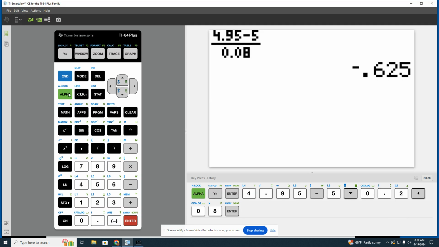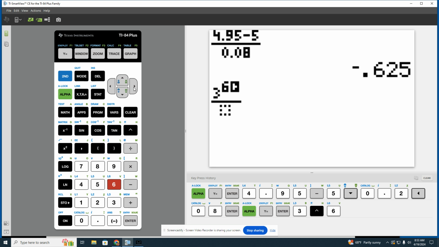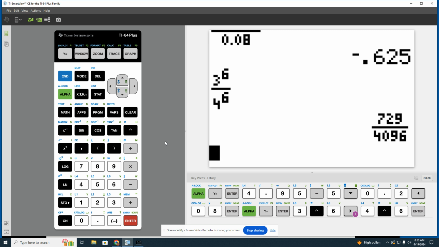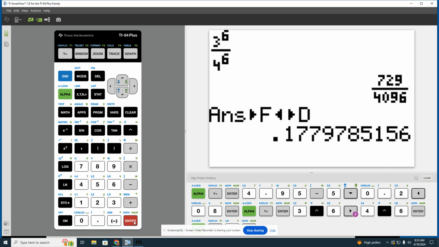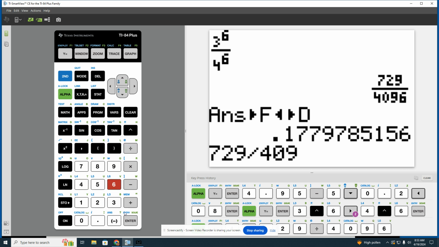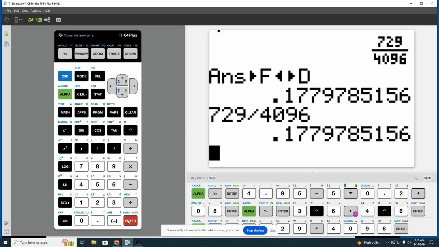So if I type this into my calculator, 3 to the 6th over 4 to the 6th, then I should be able to figure out which one my answer is. Remember, this left it as a fraction. You have 2 options. You can either go alpha y equals and turn that into a fraction or a decimal. You could have just typed 729 divided by 4096, and that would have given you the same value. But if you look at this, that's about 0.18.